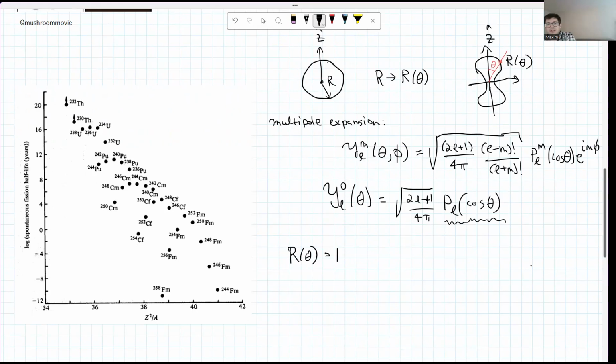So we can start expanding this thing. You have R0 times (1 plus alpha 0 P0 of cosine theta plus alpha 1 P1 of cosine theta). So these are like expanding into these modes, right? And these alphas are just some coefficients.